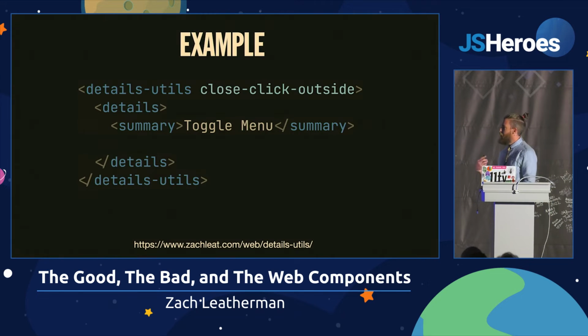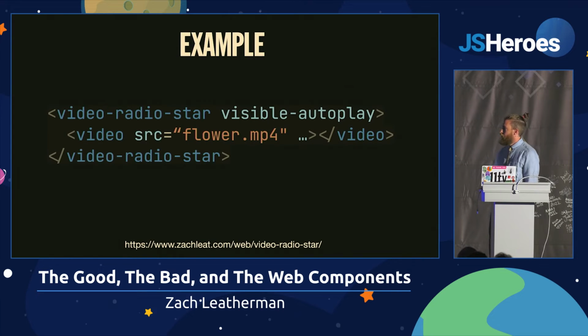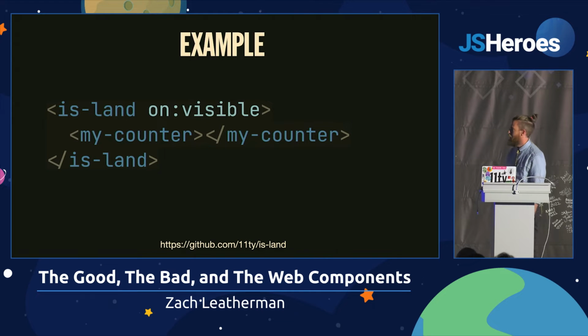Here's an example of a web component that I built called the details utils element. It basically just adds extra behavior to any details summary elements inside of it, and one of them is you can opt into closing that details element if someone clicks outside of it. Here's another one called video radio star. It controls video elements inside of the child components of this web component, and it only auto-plays the videos when they're visible. So when you scroll to a video, it will start playing it automatically. Useful for animated GIF examples.